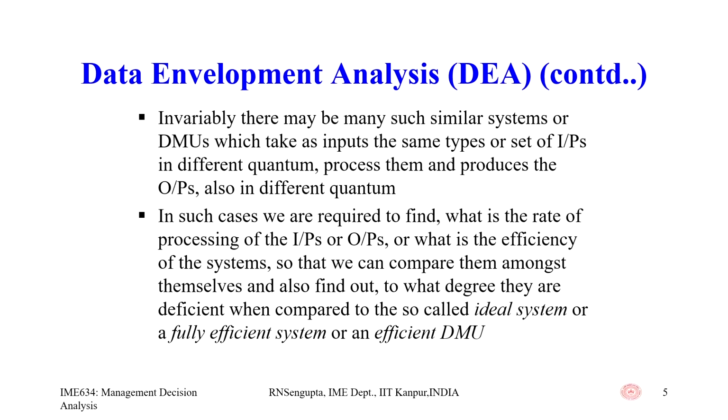In such cases, we are required to find out the rate of processing of these inputs or outputs, or the efficiency of the system, so that we can compare them amongst themselves and also find out to what degree they are deficient when compared to a so-called ideal system, a fully efficient system or an efficient DMU. Maybe we are comparing two companies and the first company is operating at 100% efficiency. Obviously, you will try to find out what the efficiency of company 2 is and how it can be improved. Now, here is one important point to mention and we will revisit that later on.